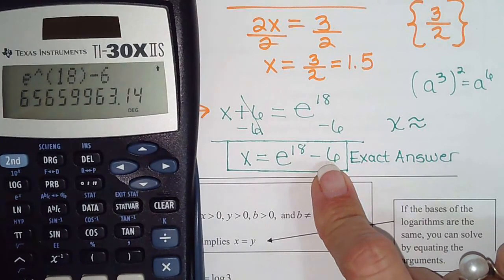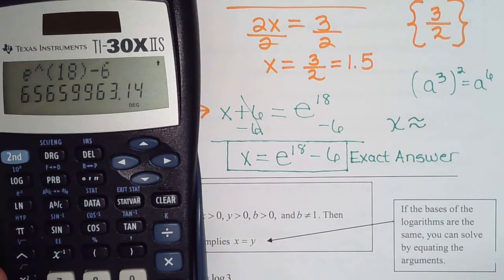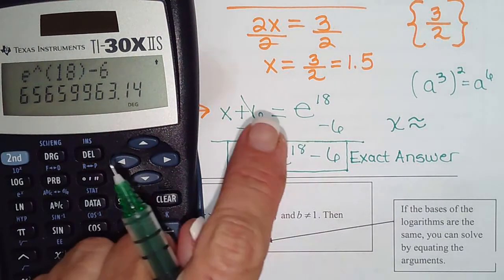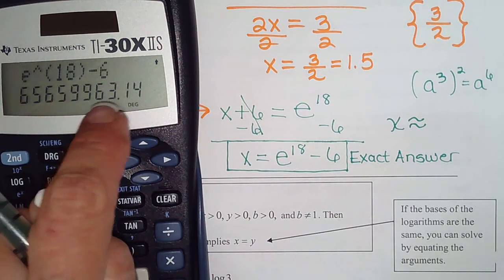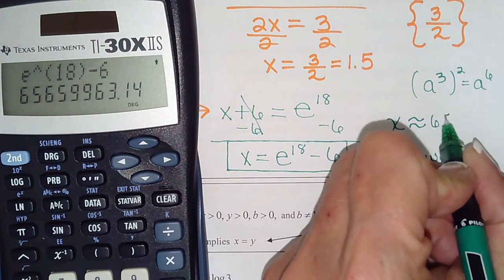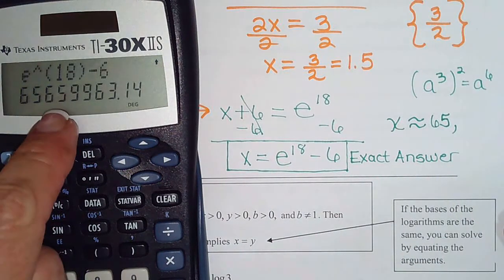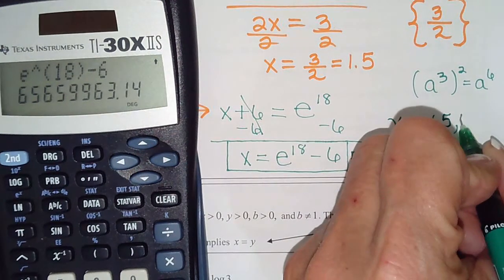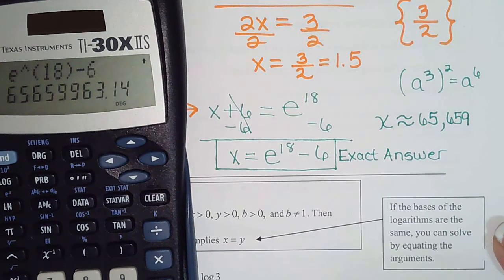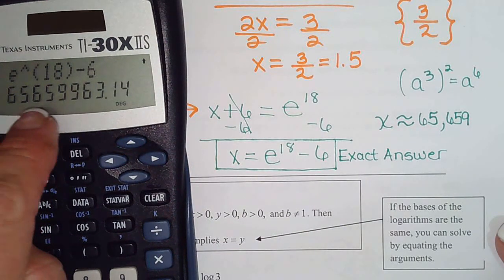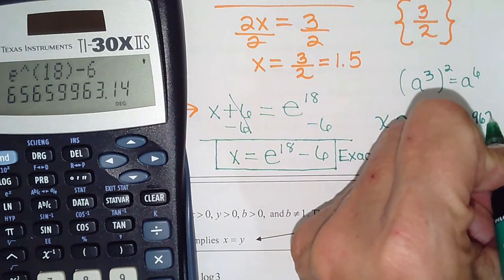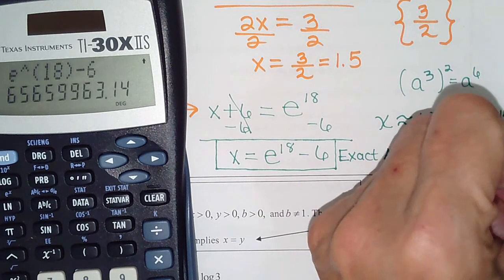Woo! I guess we can't really round that one, can we? Because it already stops at 2. It doesn't really stop, it ran out of places. So it would be 65,659,000 963.14 if it said round to 2 decimal places.